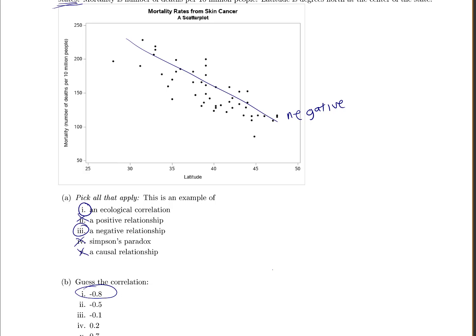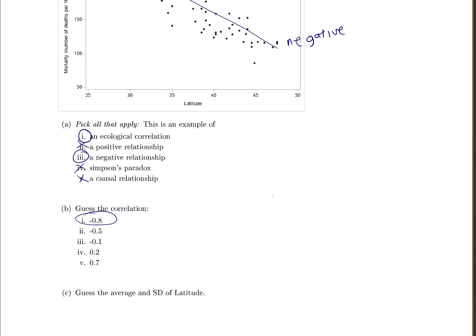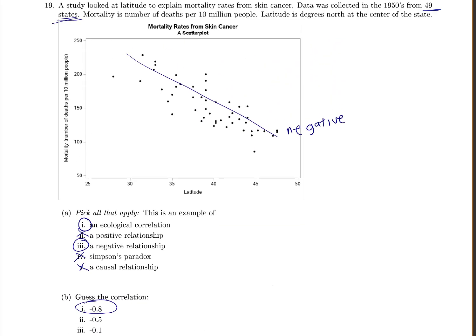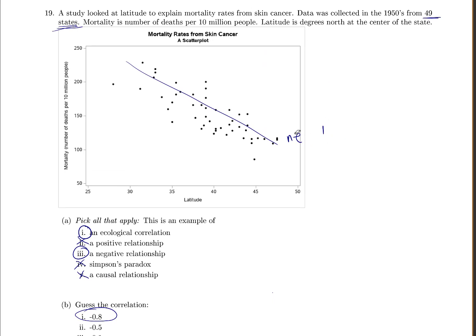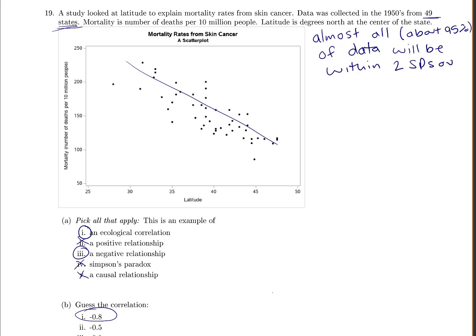Part C says, guess the average and standard deviation of latitude. Remember, this is one that the book loves to do because they want you to always remember that almost all, or about 95% of data for anything you're talking about will be within 2 standard deviations of the average.